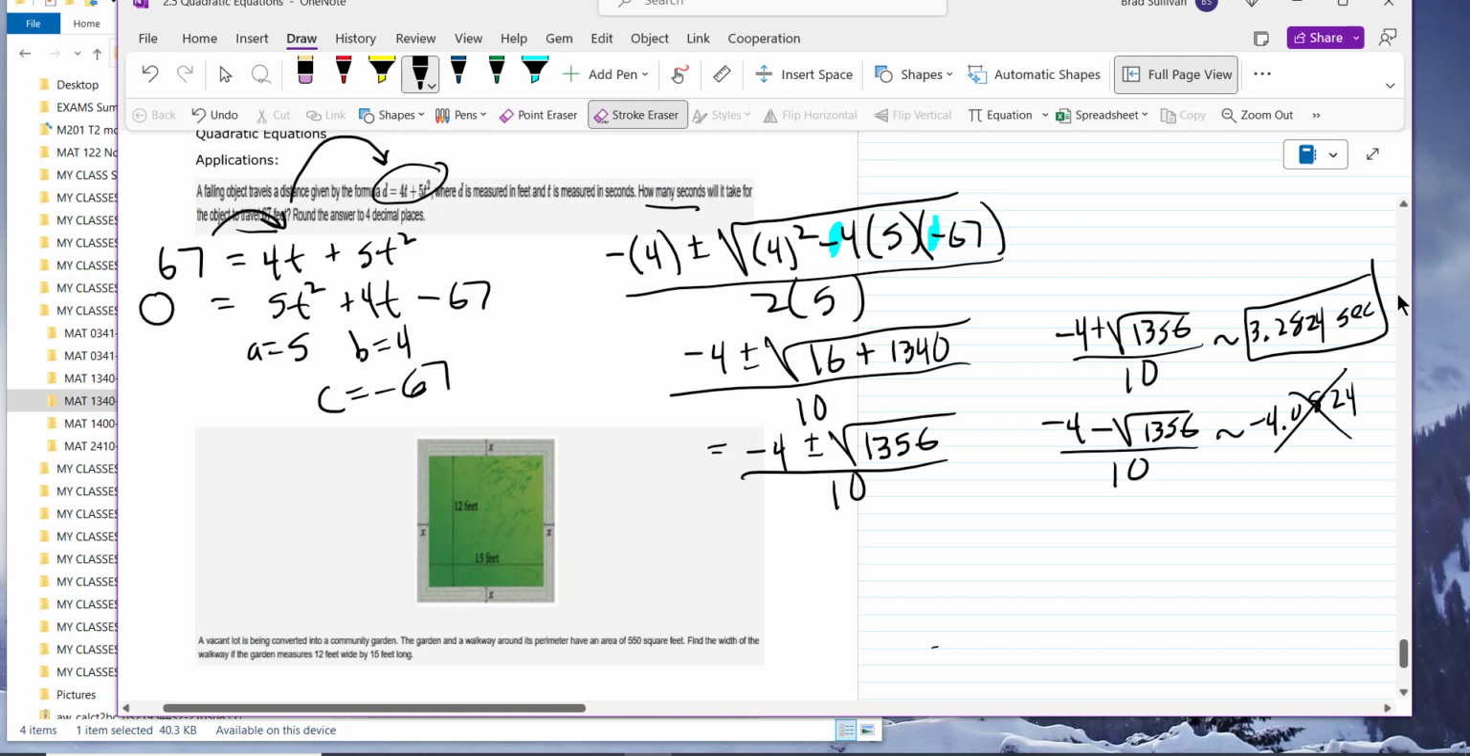Yes, it is possible. Every time you throw an object, it travels in a parabolic path. It is possible that you will reach the same height 2 times. It just didn't happen on this problem. So it is possible. All right, so the quadratic formula is what I did. Any questions?